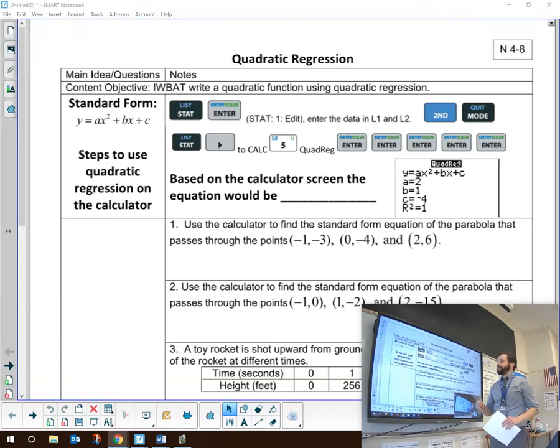Hey guys, today we're talking about quadratic regression. This is a really neat trick that you can use with your calculator. If you don't have the calculator downloaded on your Chromebook app yet, remember there's a link to it on the home page of my Canvas class, so you can follow along with us.